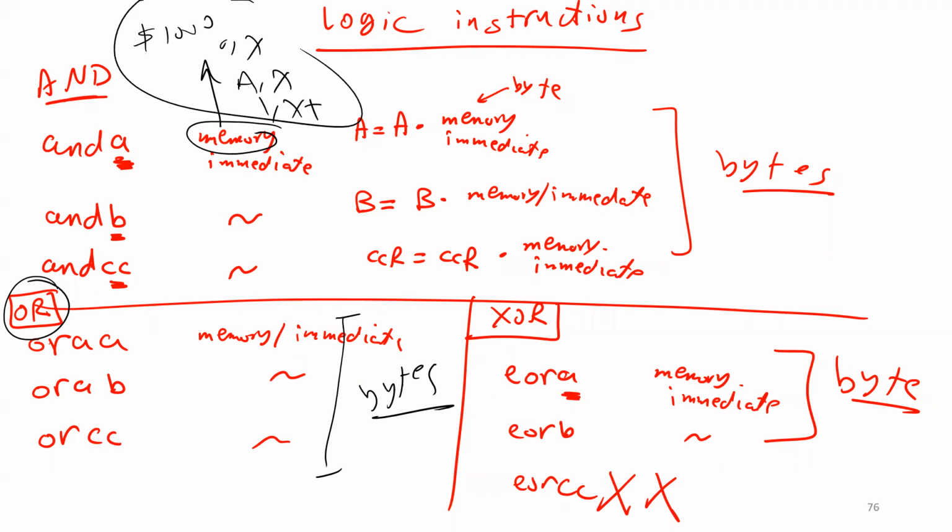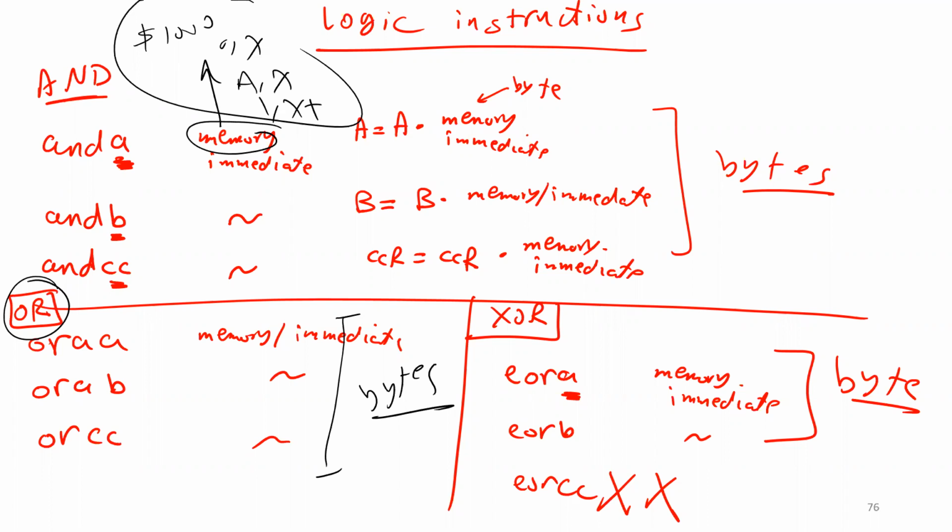Is that okay? For XOR, it's the same thing. However, there is a small difference. In the case of XOR, we have it for register A and for register B, but we don't have this one for the flag register, as you see here. So these are the Boolean logic operations, these are the instructions we have. Is that okay? Now, any questions?